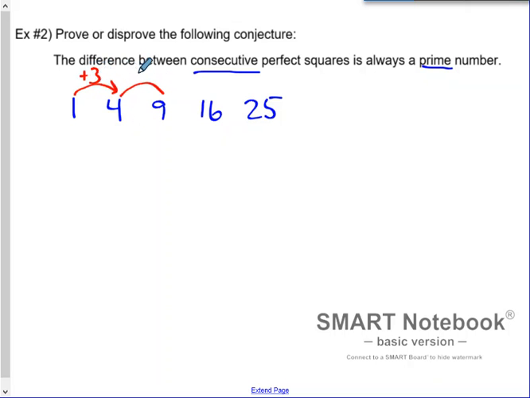4 and 9 is 5. 9 and 16, we're getting 7. So far working out, also prime. 16 and 25, I get 9. Okay, so as soon as I get to here, I have my counterexample. So 9 is not a prime number.